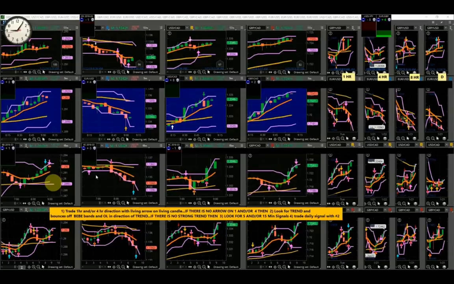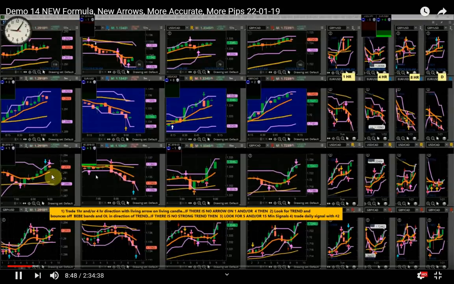So yeah, GCAD, we've got a 15 as well, so we'll be looking at the 5-minute orange line on both the GU and the GCAD.